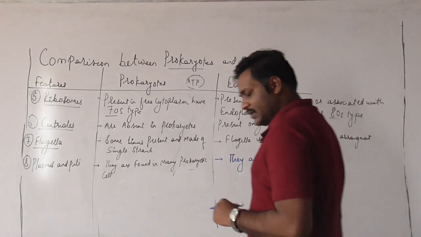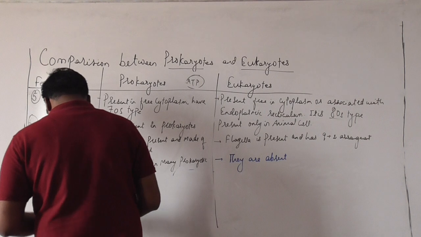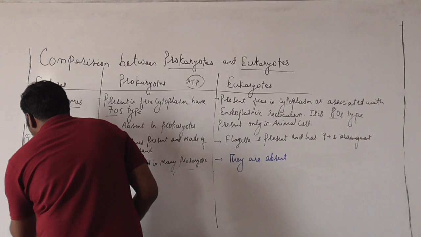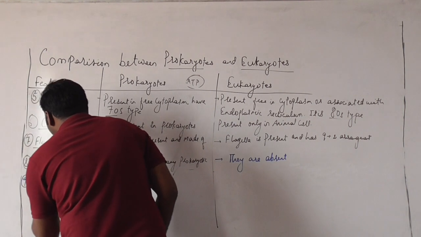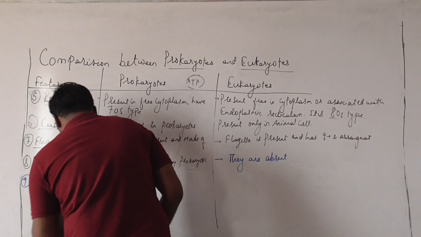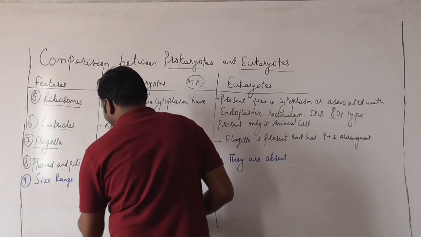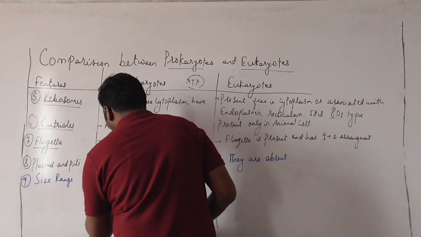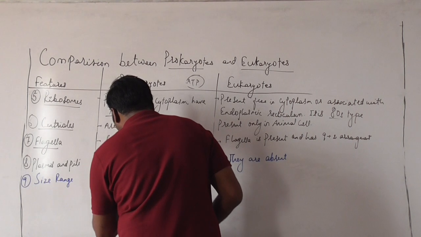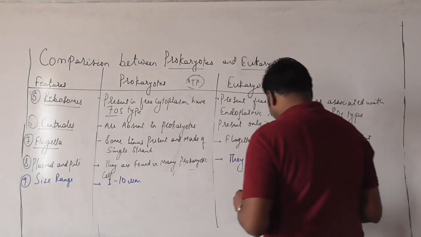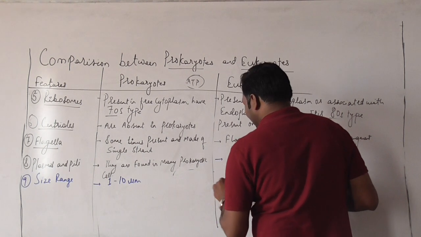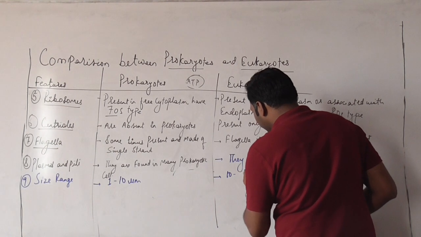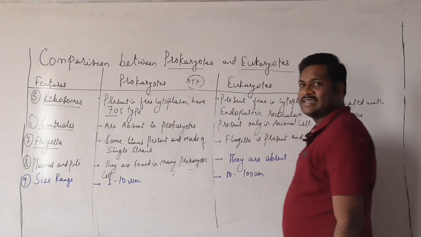Okay. Another characteristic feature is the size range. In case of the prokaryotes, they may range from 1 to 10 micrometer. That will be the size range. And in case of eukaryote, it can be from 10 to 100 micrometer. That is the cell size or the cell range.